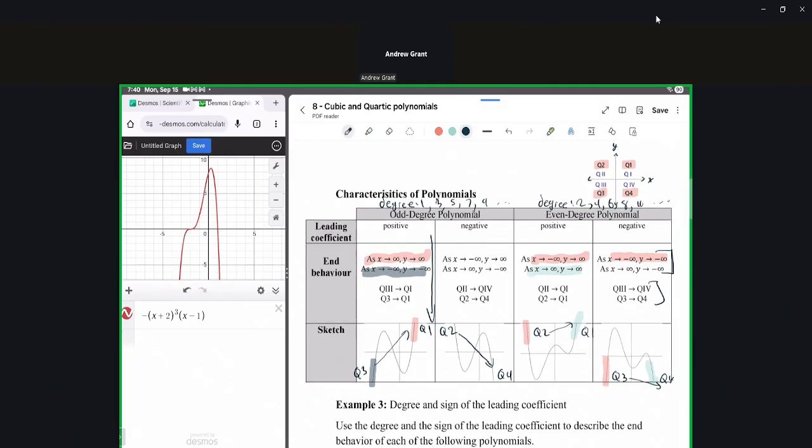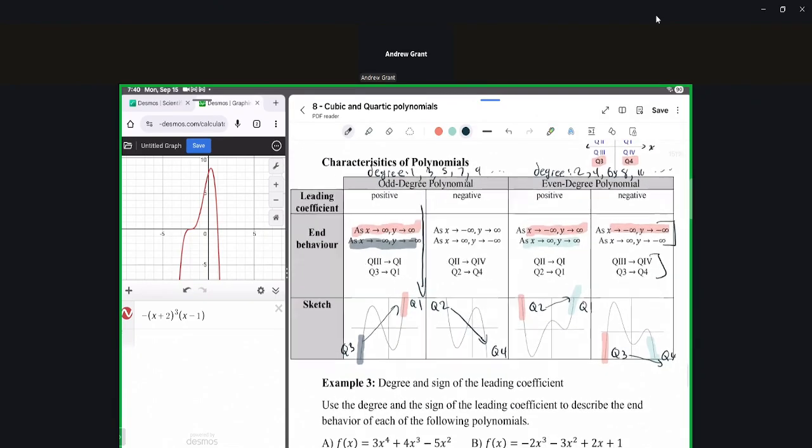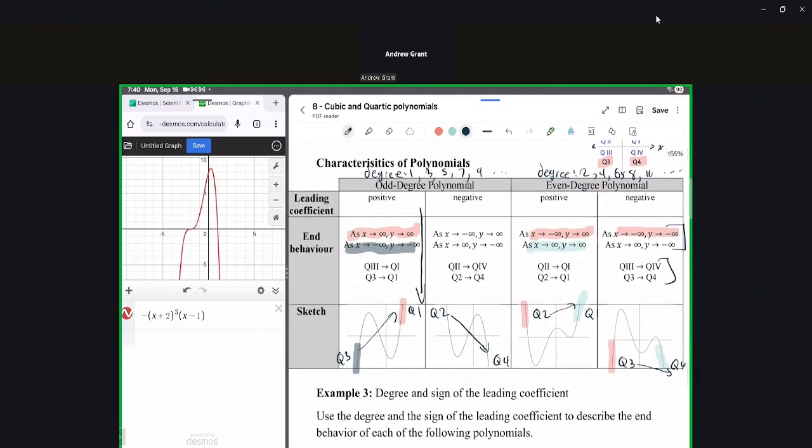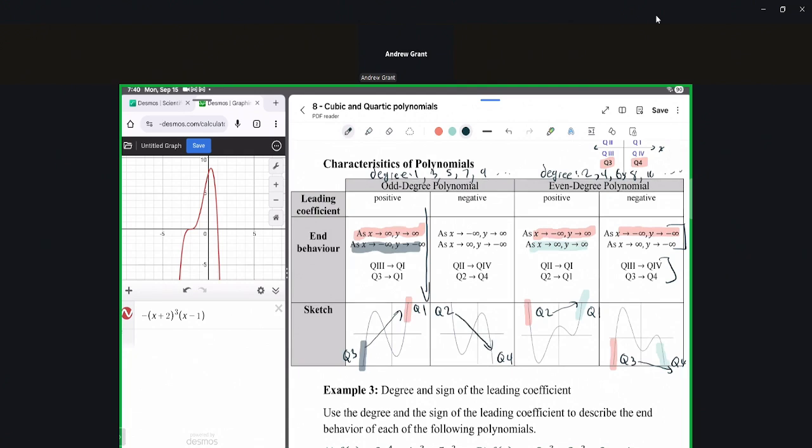Okay. And so at this point, we're going to reference this chart and not commit it to memory yet, but just for the purposes of the lesson, we're going to refer to this. If we have a polynomial, if we know what the degree is and we know what the leading coefficient is, then we know what the end behavior of this function is going to be. So where does it start? Where does it end?